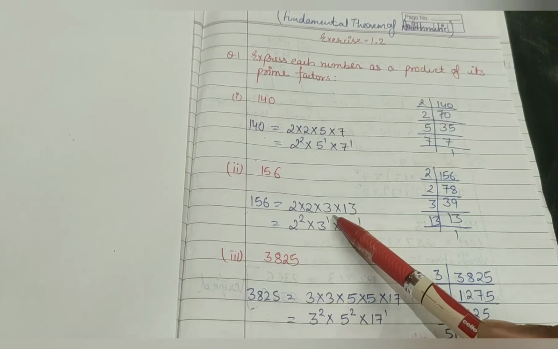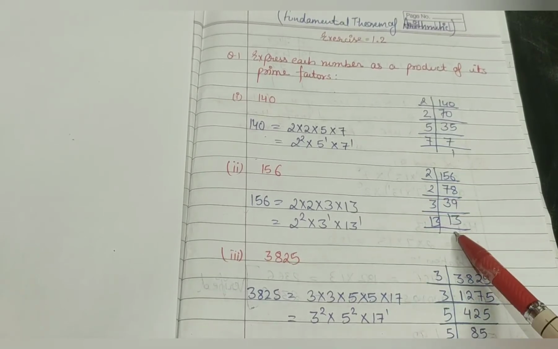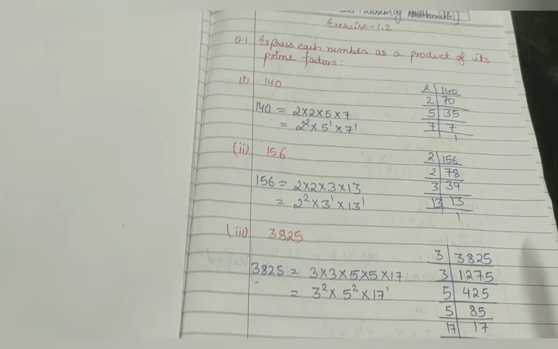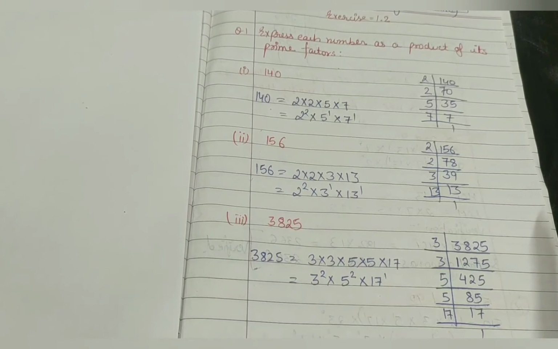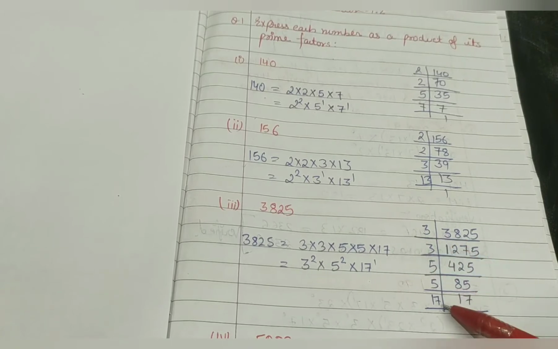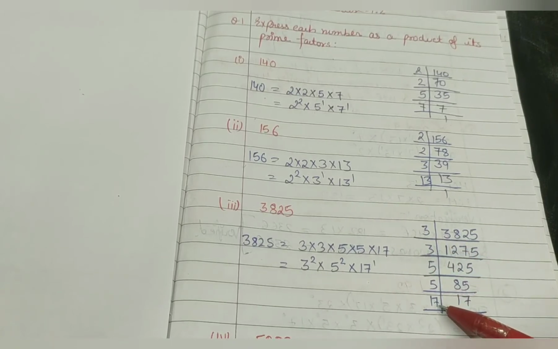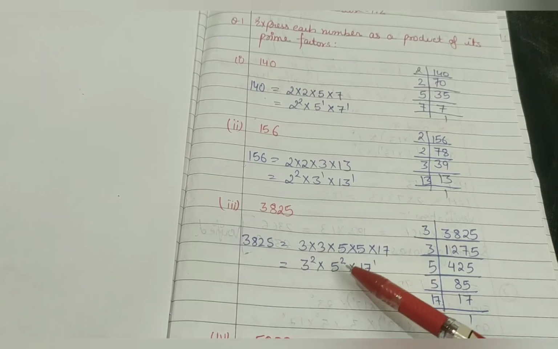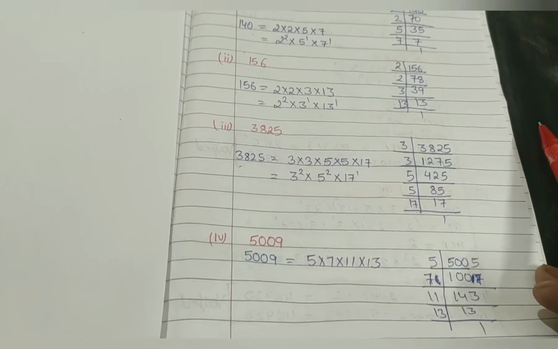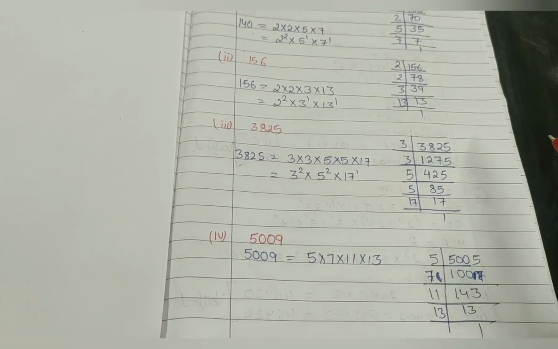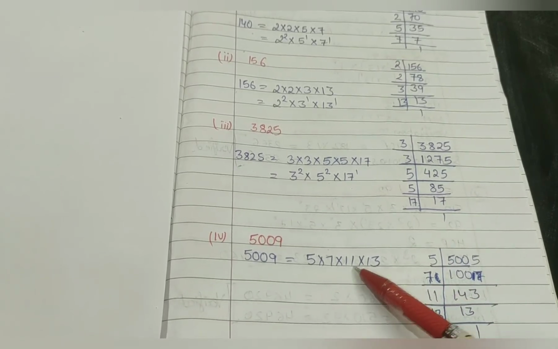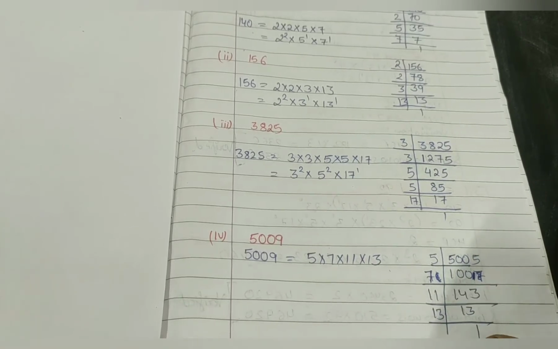Next, 156. In the same manner, if you find the prime factors of 156, you will get 2 square into 3 into 13. Third part, 3825. If I find the prime factors of this, you can see here I am getting all the prime numbers, and we try to get them in ascending order. So the factors are 3 square into 5 square into 17. Fourth part, 5005. If we find the prime factors of this, we'll get 5 into 7 into 11 into 13.